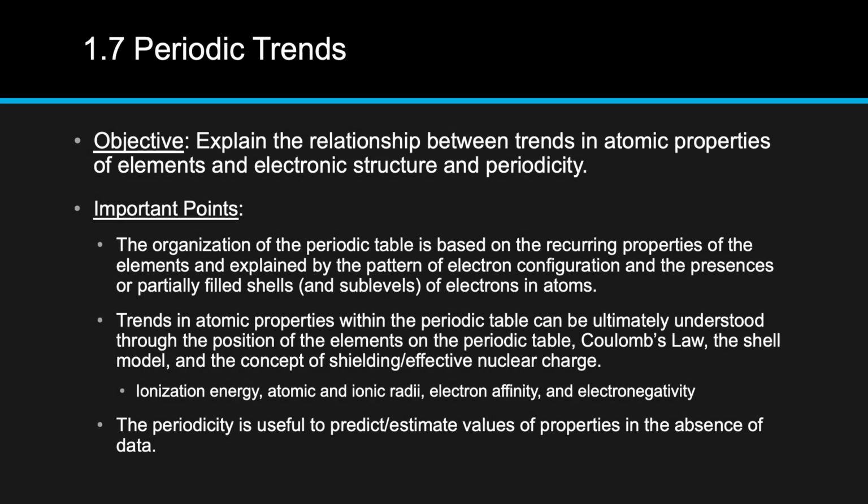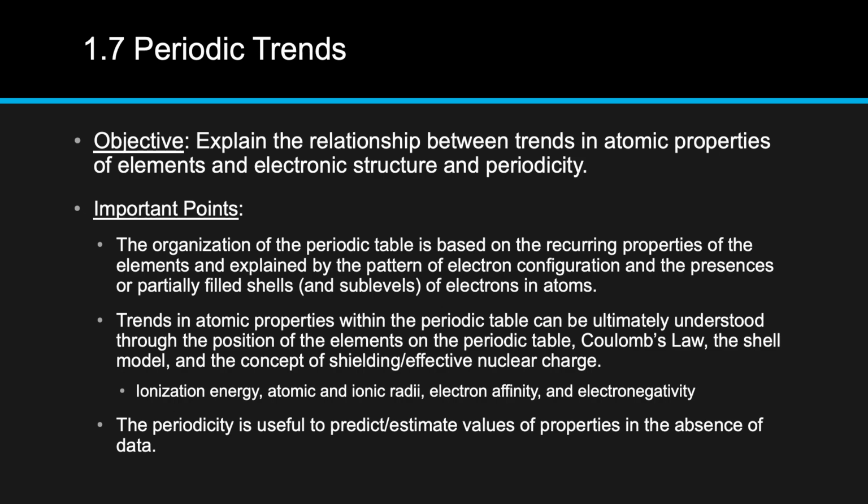All right, hello everybody. This video is going over AP Chemistry 1.7 on periodic table trends. Today we're looking at how the periodic table is set up and why we see certain patterns or trends in atomic properties. The table is organized based on electron configurations, which is basically how electrons fill into shells and sublevels. Because of this organization, we can explain properties like ionization energy, atomic size, ionic size, electron affinity, and electronegativity.